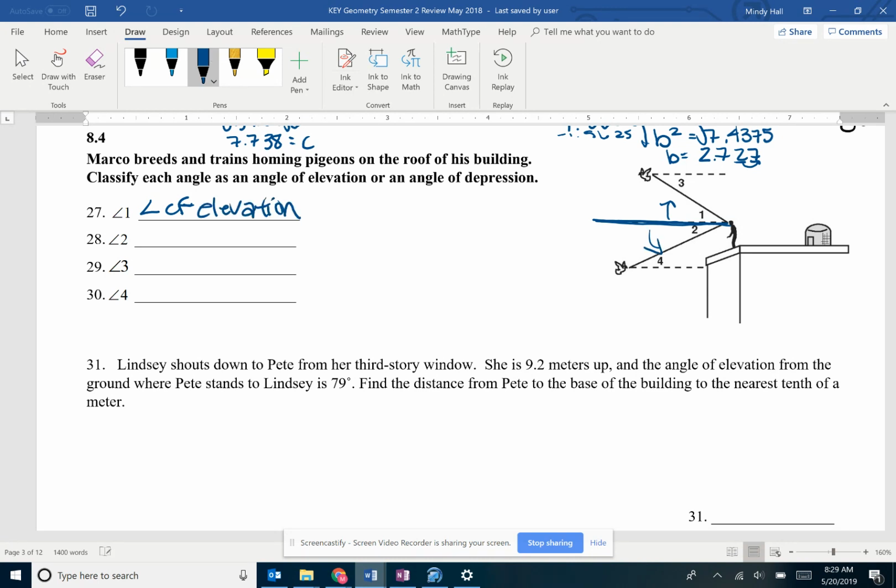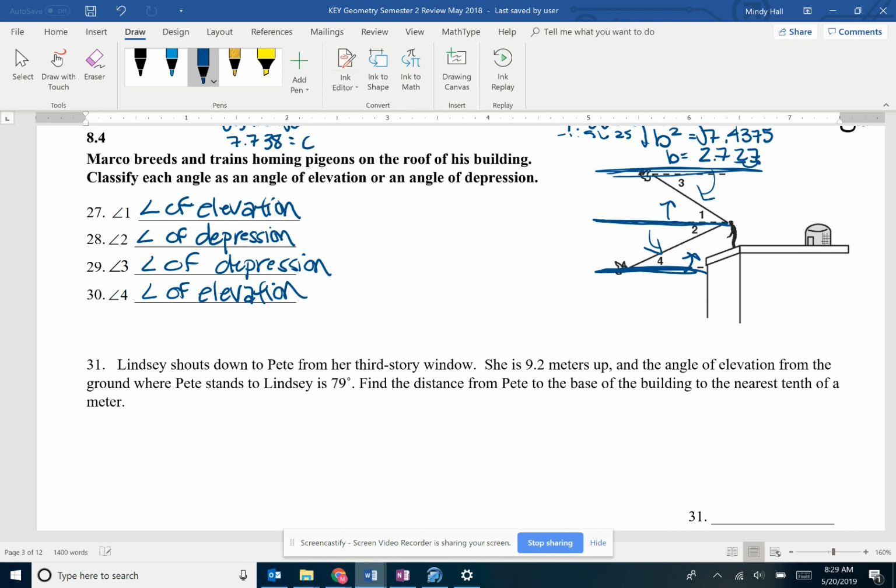Angle 2 goes down, so it is an angle of depression. Angle 3 from its horizontal line goes down, so it's an angle of depression. And then angle 4 from its horizontal line goes up, so it is an angle of elevation. Okay.